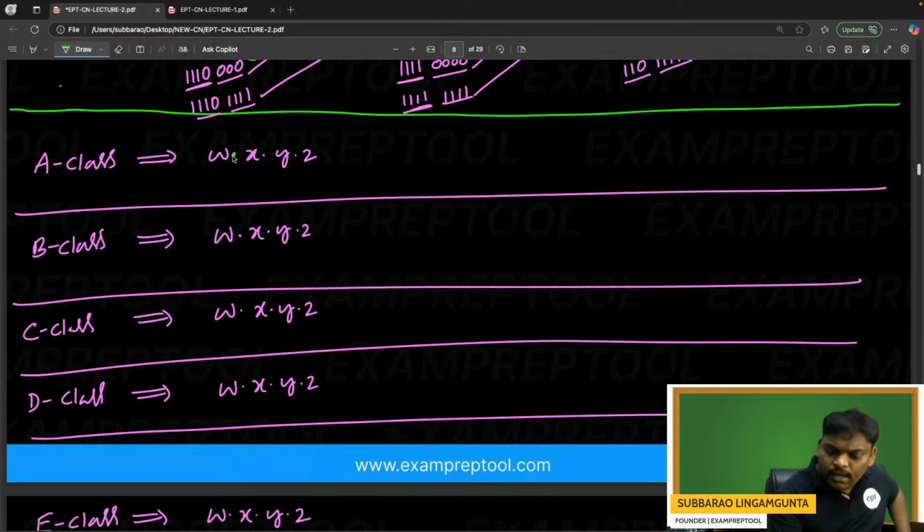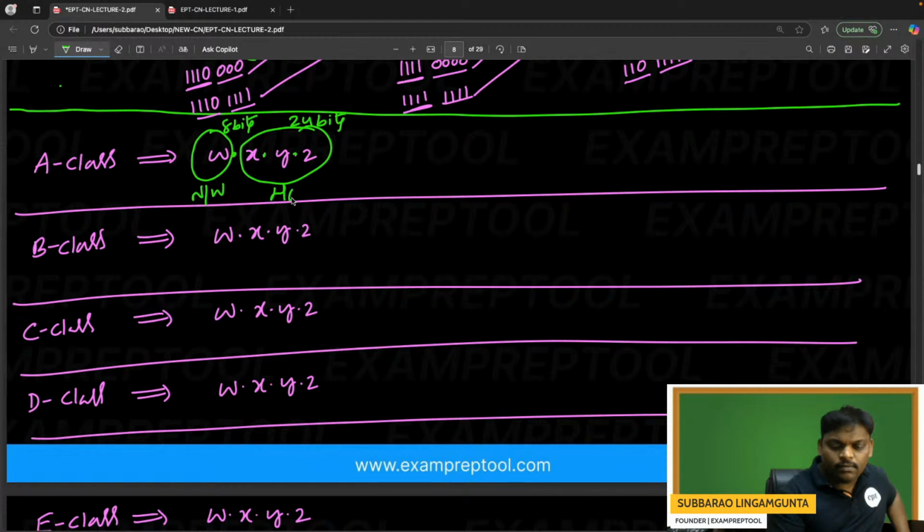In the A class, first octet, 8 bits. Right? 8 bits. I am writing also. 8 bits is going to be the network part. The remaining, 8 threes are 24 bits, is the host part. So out of this 32, in class A, how many bits for network? Network purpose, how many bits? 8 bits. Host purpose, how many? 24 bits. This is the next game.